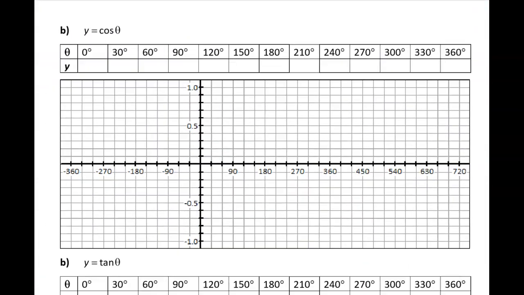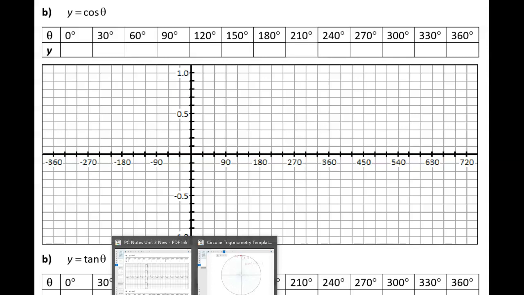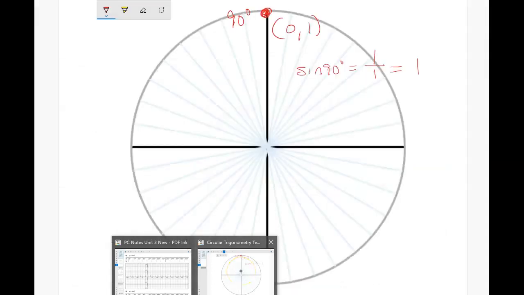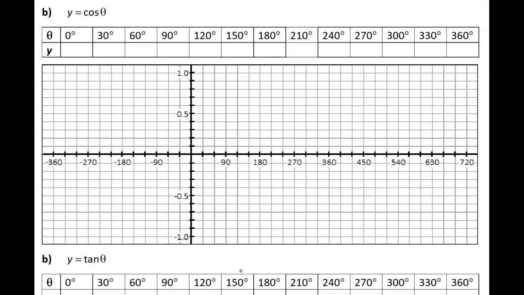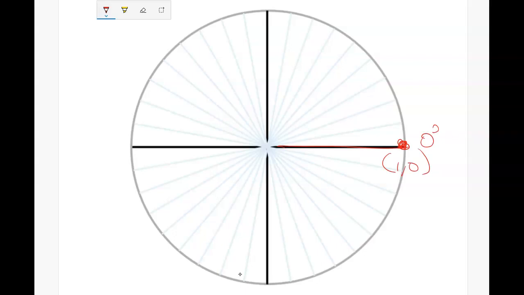All right, let's take a look at the cosine function now. And let's go back to our circular template here. And we have cosine of 0 is the very first thing that we want to explore. So cosine of 0, we're going to utilize this point right here at 0 degrees with coordinates 1, 0. The cosine of 0 degrees is the adjacent over the hypotenuse, which is going to be 1.